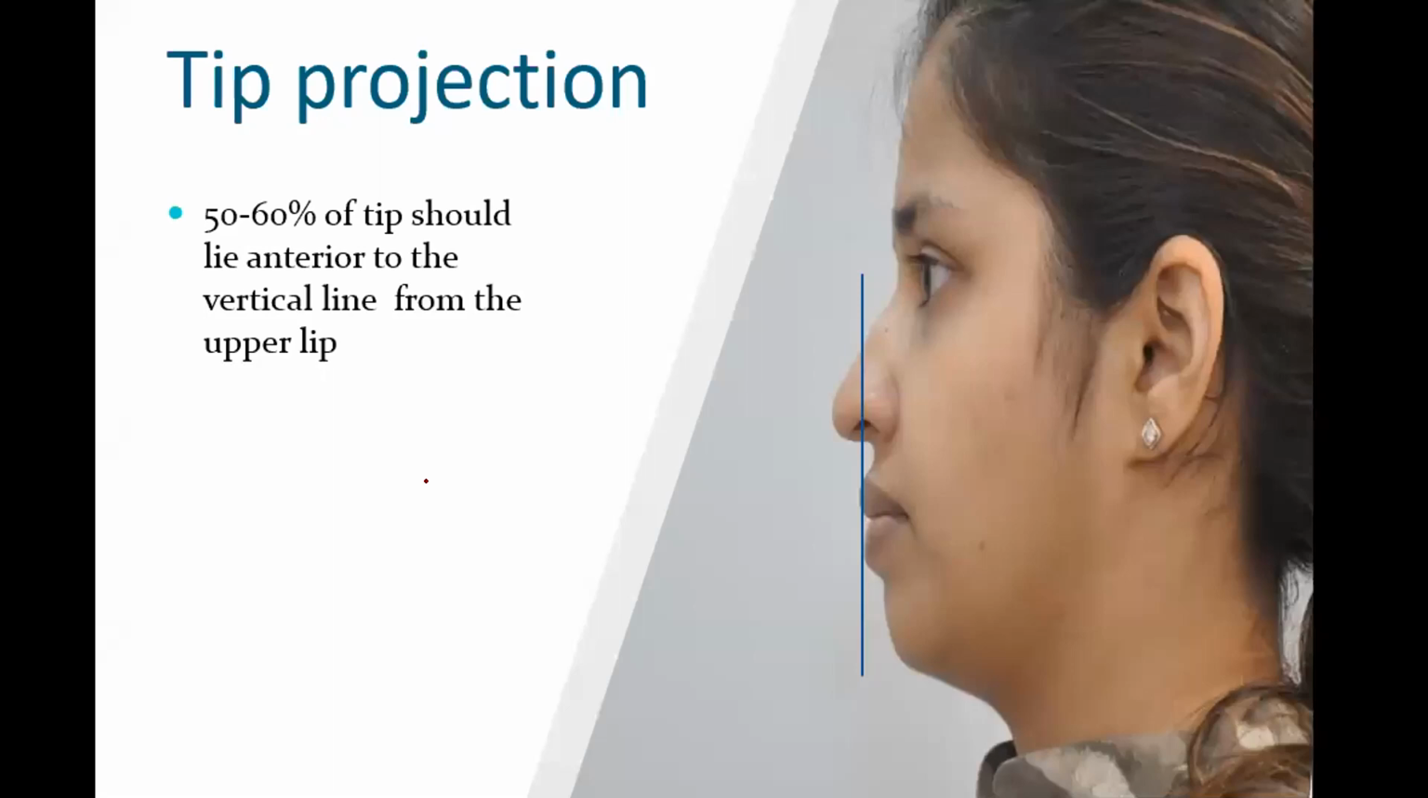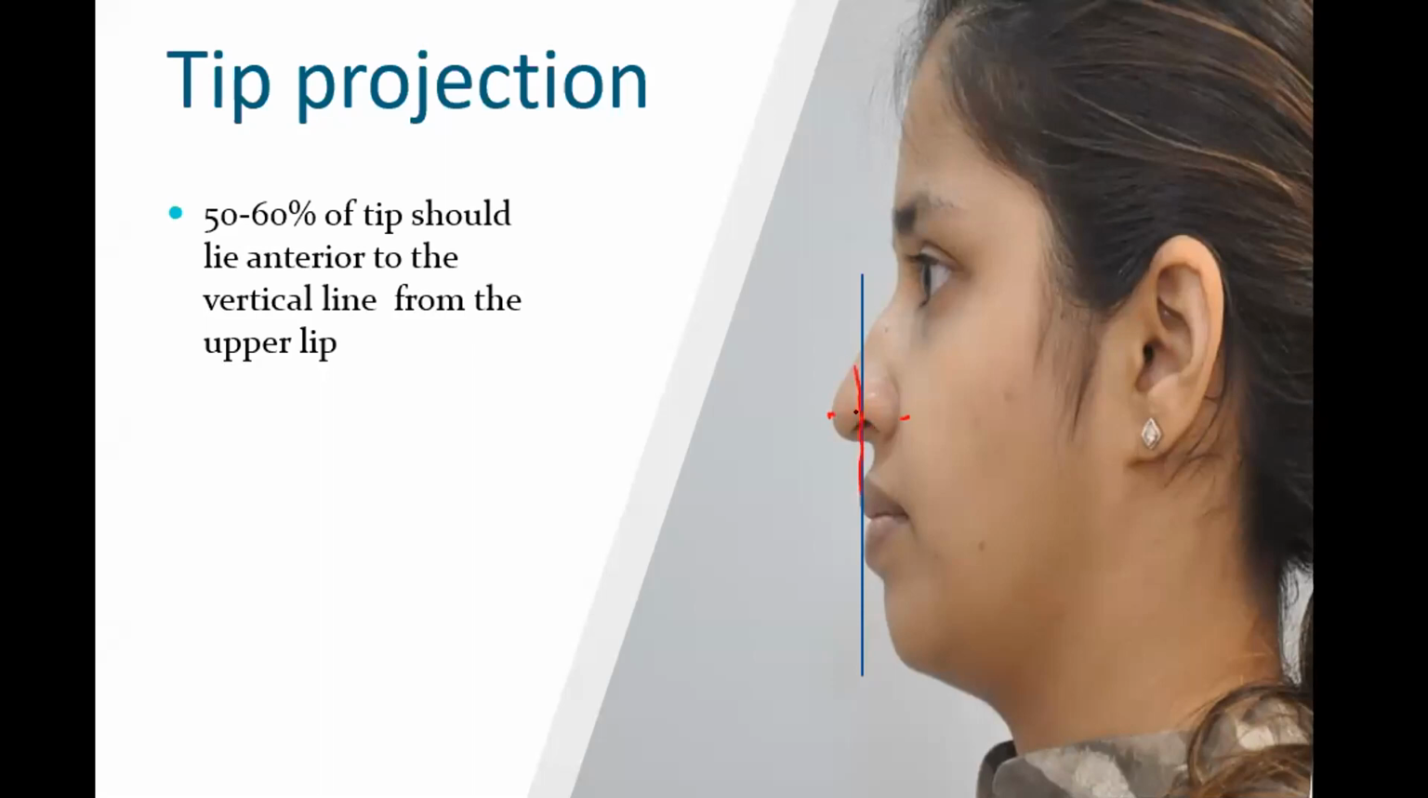Now, what is tip projection? It is the anterior-most point of the tip from the face. So how do you measure it? If you have a vertical line drawn to the upper lip, the line will bisect the nose or the nostril.